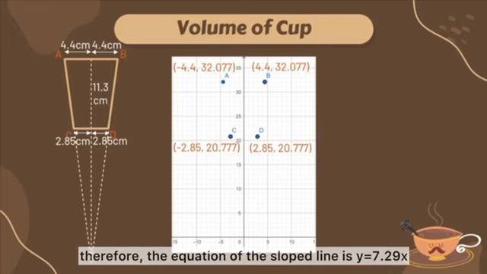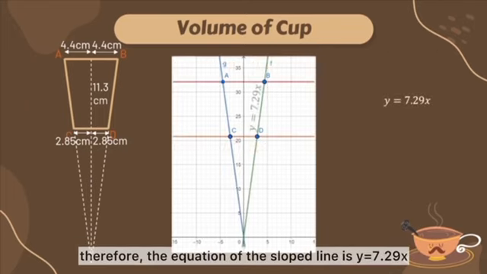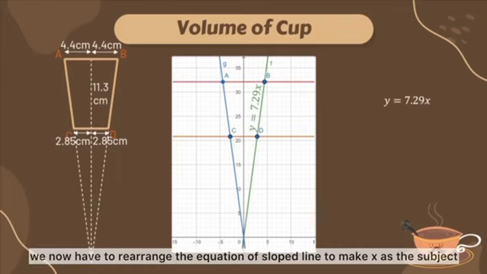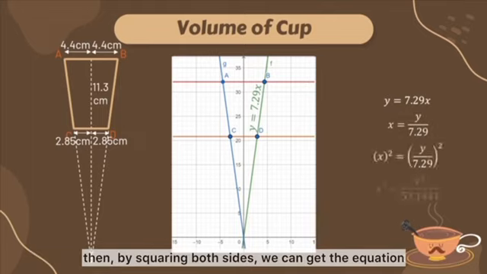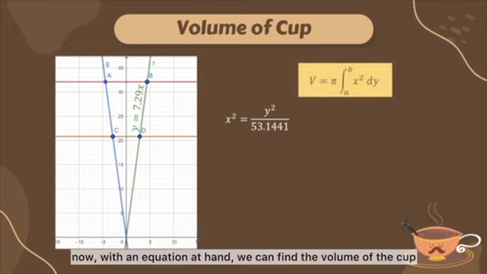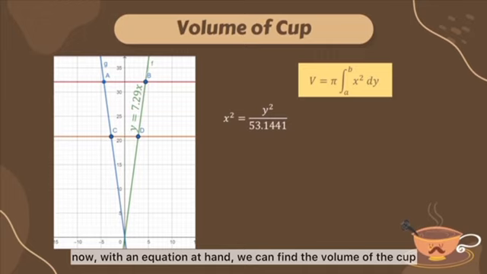Therefore, the equation of the slope line is y equals to 7.29x. We now have to rearrange the equation of the slope line to make x as the subject. Then, by squaring both sides, we can get the equation x squared equals to y squared over 53.1441. Now, with an equation at hand, we can find the volume of the cup.